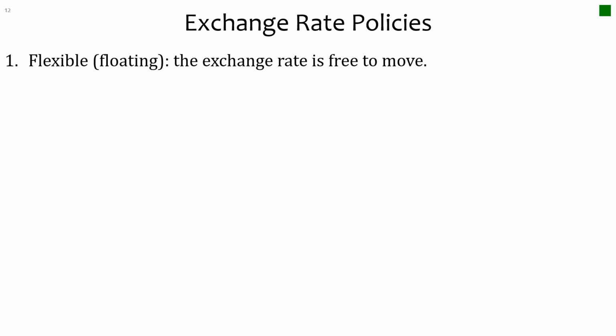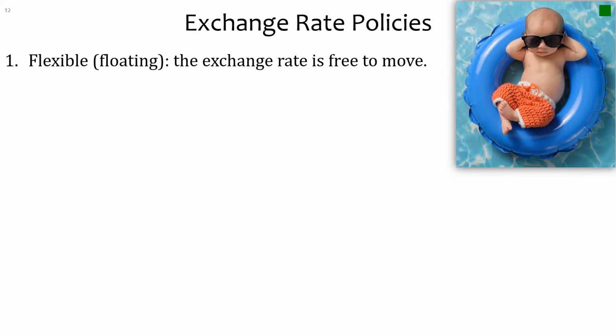Every central bank, like the Bank of Canada, would have some exchange rate policies. All right. One type of policy which we have actually, and pretty much all countries have, is called flexible or floating. Those are two names for the same thing, and you should know both names. And that's when the exchange rate is free to move. Okay, so it's floating.